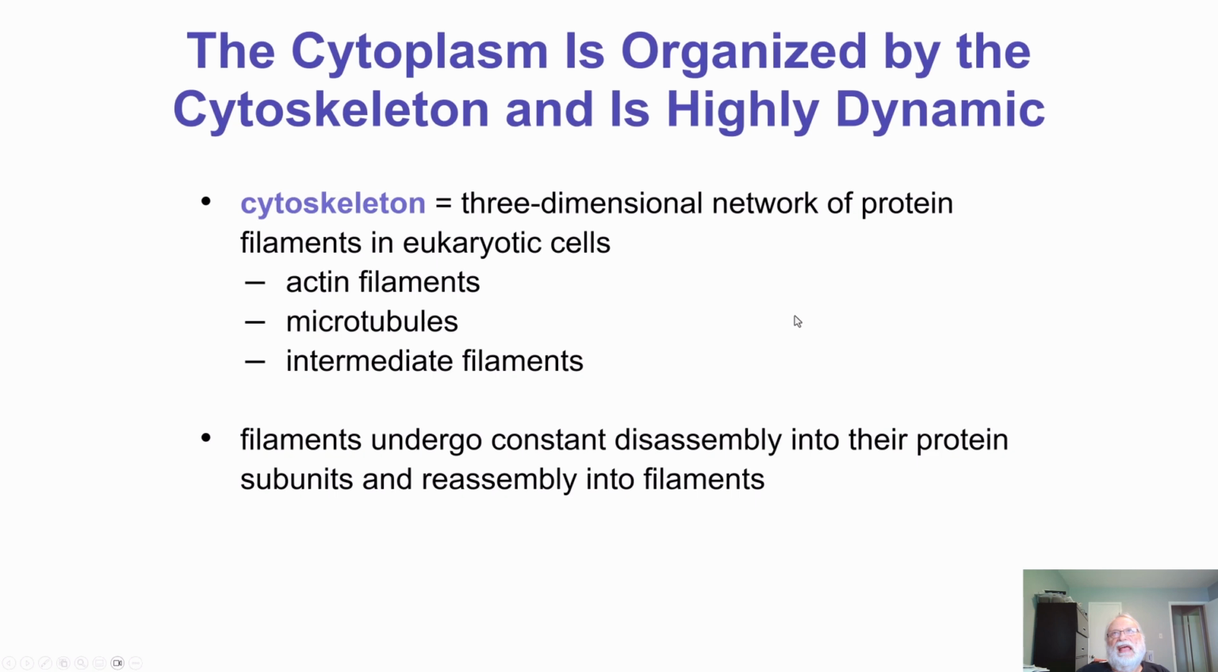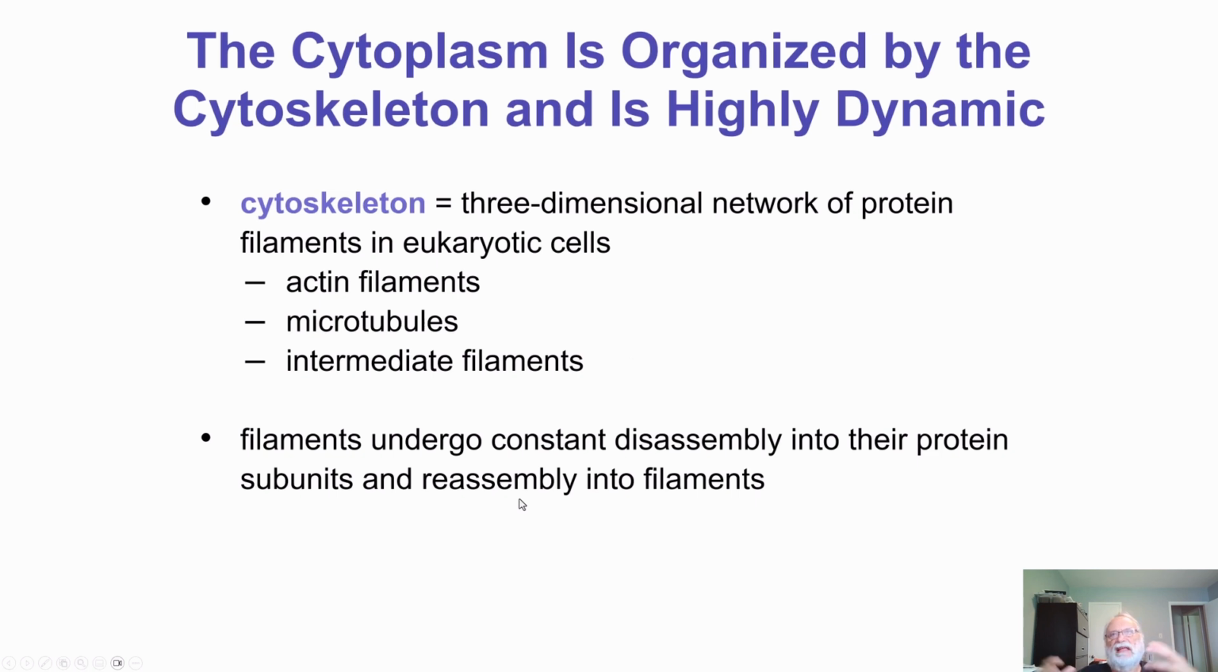Cytoplasm is organized by the cytoskeleton, and it's highly dynamic. Inside the cell is always changing, and there's a lot of activity going on. There's a complex series of proteins inside the cell called the cytoskeleton, which is a 3D network of protein filaments within the cells. They're composed of actin filaments, microtubules, and intermediate filaments. All these things have slightly different sizes, slightly different chemistries, and slightly different functions, which we'll get into a little bit later. If you take cell biology or cell physiology, I'm sure you'll get into those in even more detail.